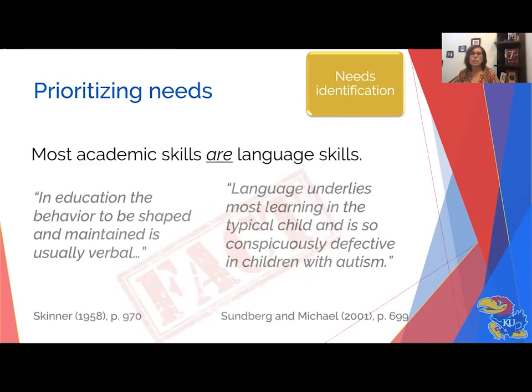But the fact is, most academic skills are language skills. They're just more complex language skills. So a child can't effectively read without a foundation in simpler language skills. And a child can't add or subtract effectively without a foundation in simpler language skills. Now, they might be able to do it rotely, but they're not going to be able to use that information to do anything functional in their lives.